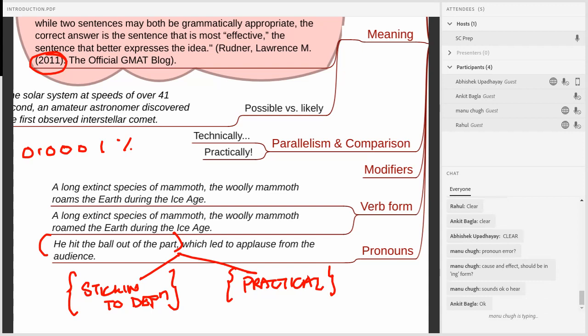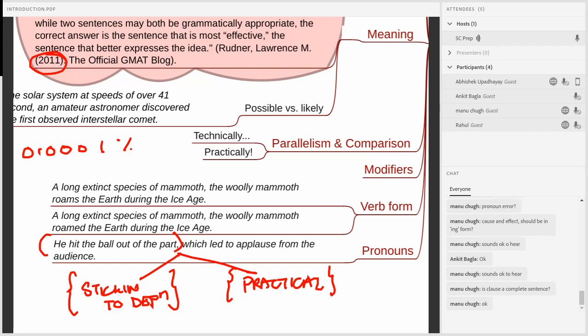Okay, Manu is saying it sounds okay. Ankit is saying it sounds okay. I see. A clause may be a complete sentence. So when we say clause, we mean independent clause. We'll study all of this in the coming sessions on structure. Fair enough. So I hear that some of you think it sounds okay, and I agree, it sounds okay.